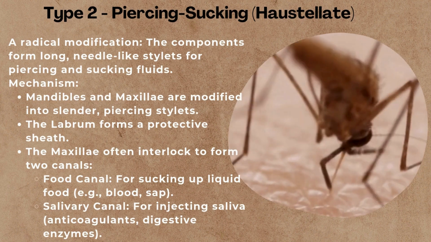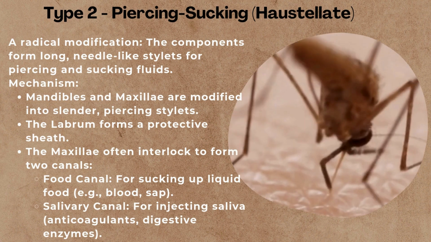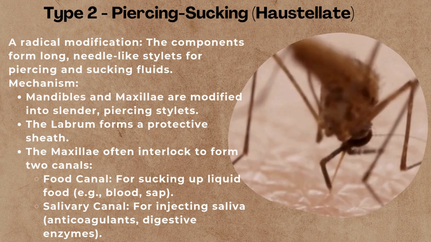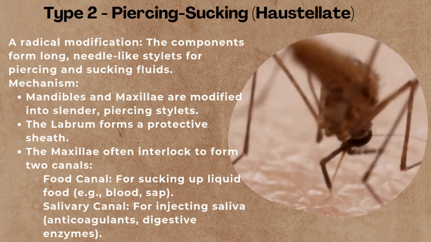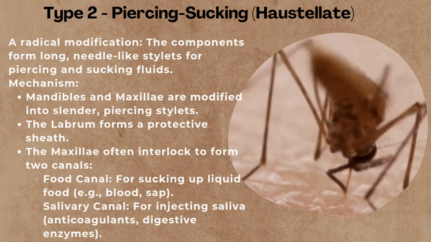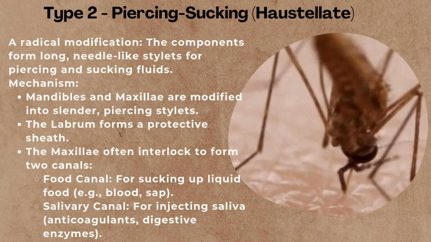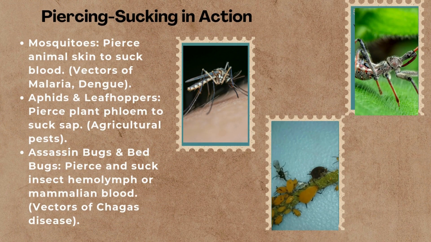Type two is piercing and sucking. Now, here's a major redesign. For insects that feed on fluids like blood or plant sap, chewing mouthparts just won't do. So, they evolved a piercing-sucking system. The mandibles and the maxillae become long, needle-like stylets. The maxillae even zip together to form two tiny tubes, one for sucking up food and another for injecting saliva. Mosquitoes, aphids, and bedbugs are all examples you are probably familiar with.